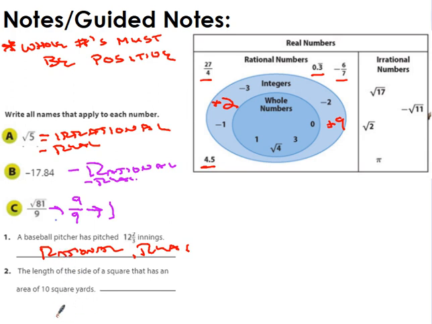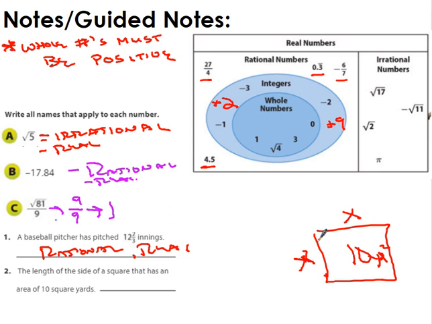So the length of the side of a square that has an area of 10 square yards. So if I have a square, and the area of that is 10 yards squared, that means I've got to figure out what the side length is. Let me draw a better picture because that is hard to read. I have a square. The area of this square is 10 square yards. What we know about a square is that the side lengths are the same.